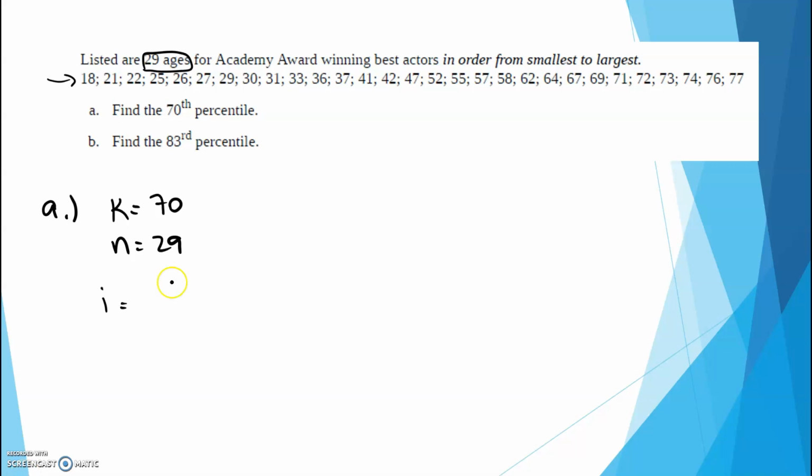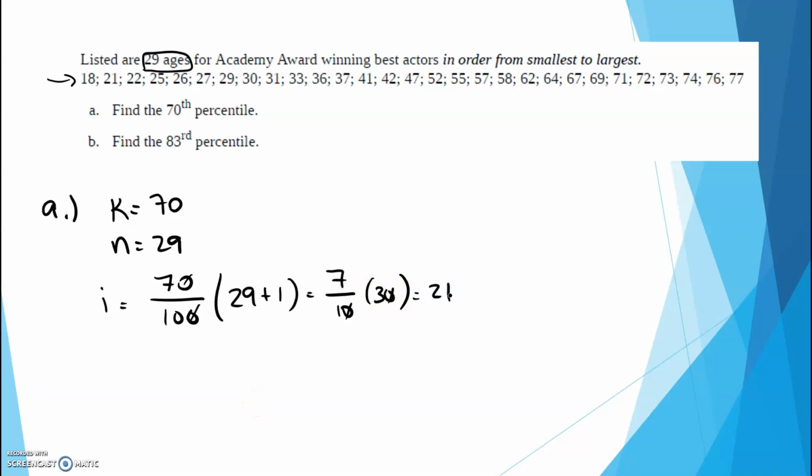Okay, so i is going to be equal to 70 over 100 times 29 plus 1, which you can go ahead and just write as 7 over 10, mark out that 0, times 30, which you can mark out that 0 there. So 7 times 3 is 21, or the 21st position in your ordered data set.